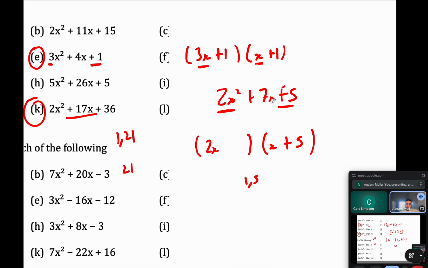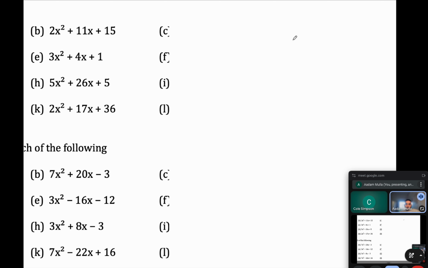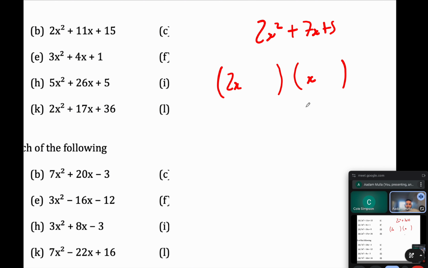No, that's not the question. I'm looking at the wrong question. I'm looking at this question. Let me just rewrite it out. 2x squared plus 7x plus 5. So you said 2x, you said x, and the numbers are going to be 5 and 1. So we want to try and get 7x. So which side do you think the 5 goes in? The second one? Yeah, the right hand side. So that'd be the plus 5 and that'd be the plus 1.